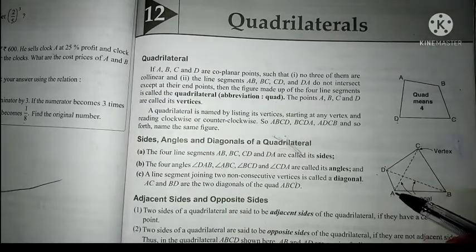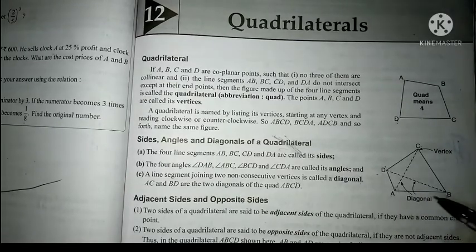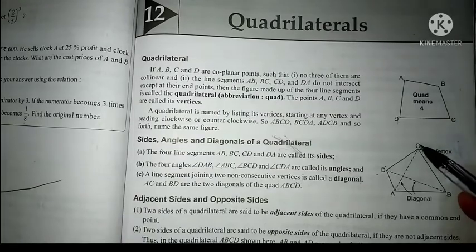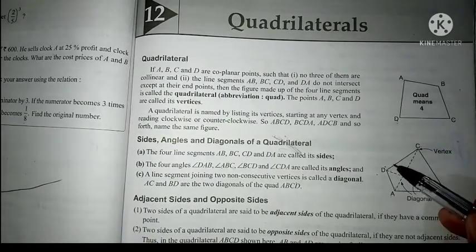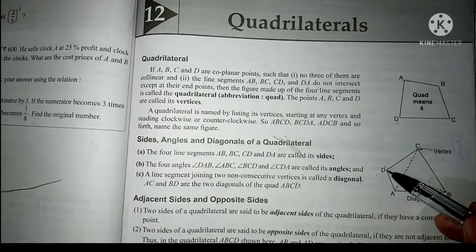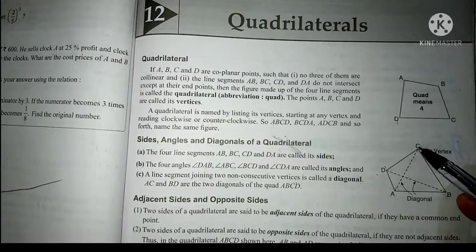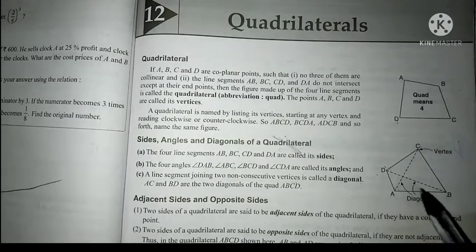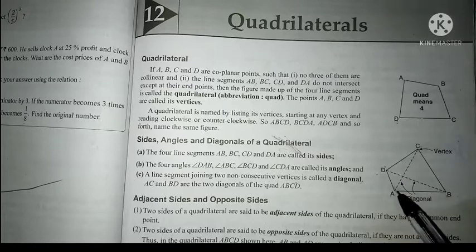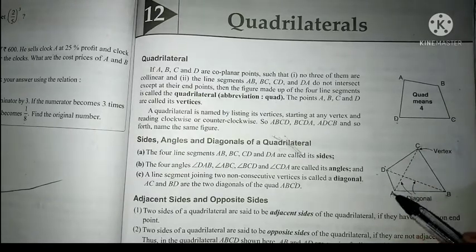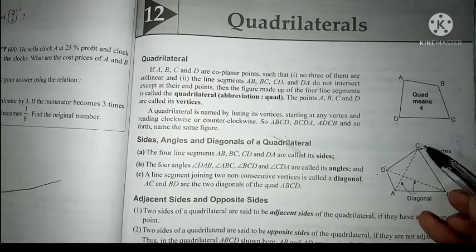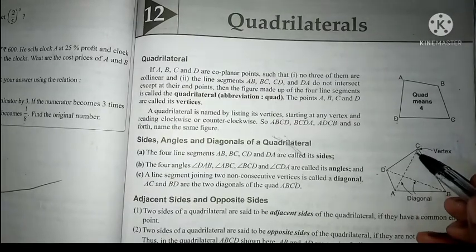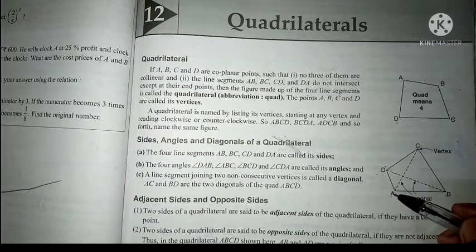Now see here, if I start moving from A in the anti-clockwise direction, first I must reach B, then I can go to C. Or if I move from the other side, first I must reach point D, then I can reach C. So A to B or A to D is consecutive, but here we are talking about A to C. These two vertices are non-consecutive, the opposite ones. So A to C we have drawn a line segment, and AC is called a diagonal.